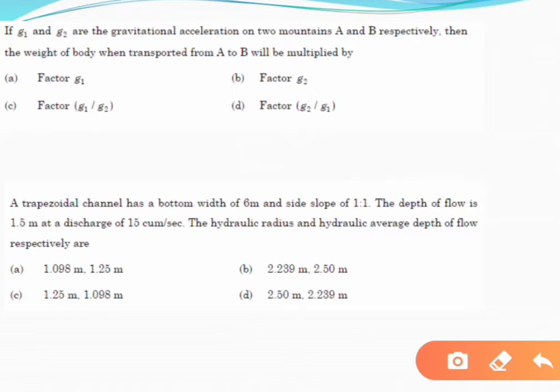In the first question it says that a trapezoidal channel has a bottom width of 6 meter and side slope of 1:1. One is horizontal and one is vertical. The depth of flow is 1.5 meter at a discharge of 15 cubic meter per second. The hydraulic radius and hydraulic average depth of flow respectively are. In this question, we need to evaluate the hydraulic radius and hydraulic average depth of flow.